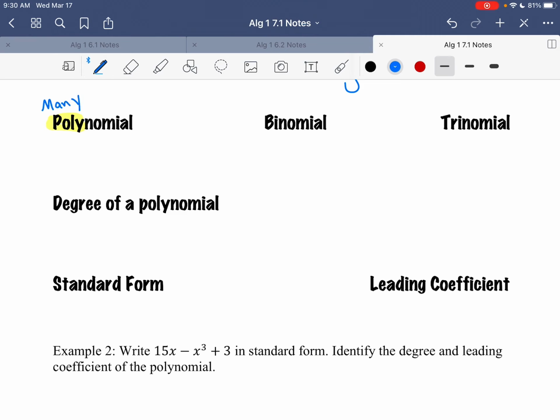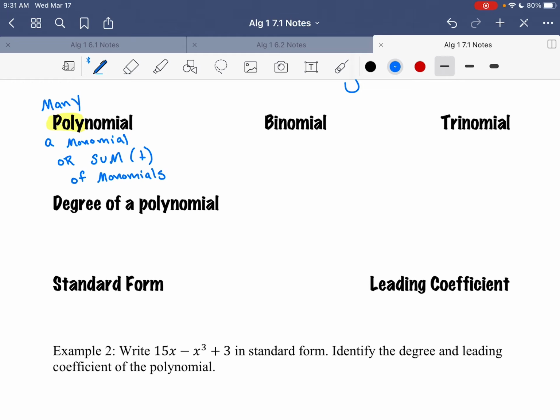So a polynomial is usually many monomials added together. Usually it is either a single monomial or a sum, which is addition of monomials. And since subtraction can be written as addition, subtractions work there too. It's the sum or the addition of monomials.